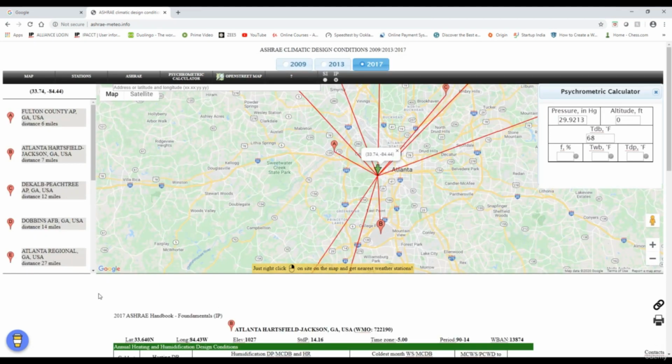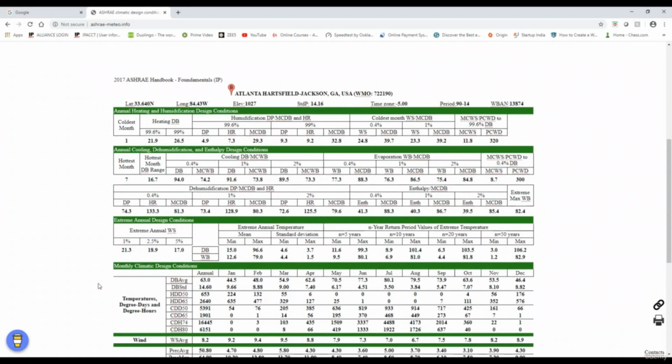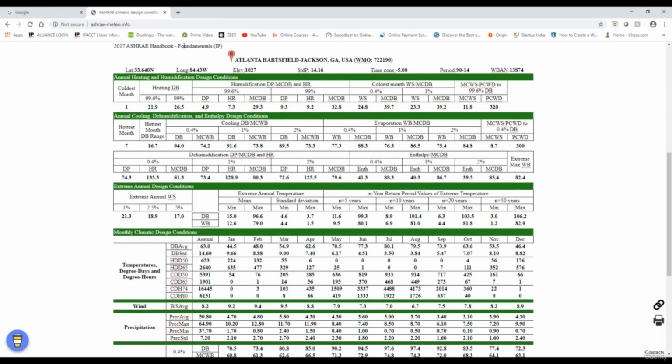Once we click on it, all the weather data around the year appears on the screen. The tab that we are going to consider here is annual cooling, dehumidification and enthalpy design conditions. There are other tabs that state the heating and humidification conditions, and other tabs that state the minimum and maximum conditions of weather. Kindly refer to the sub-tab cooling DB/MCWB. Here, MCWB means mean coincident wet bulb temperature.